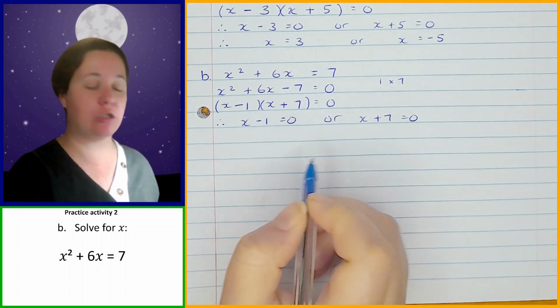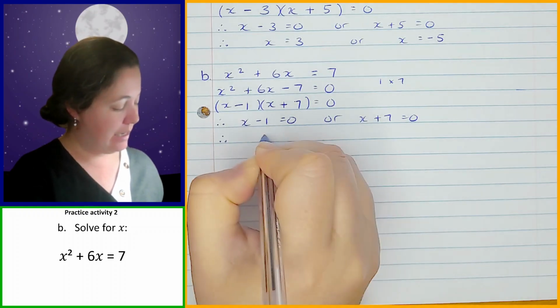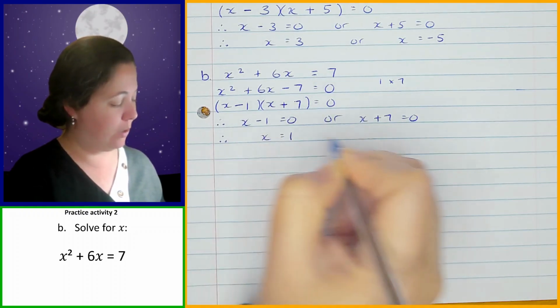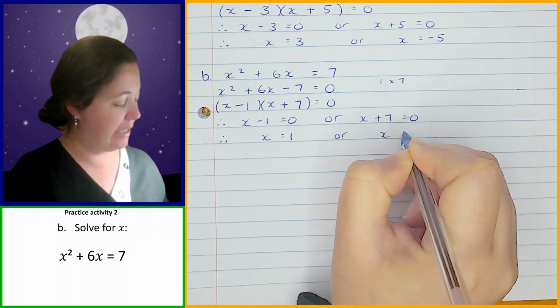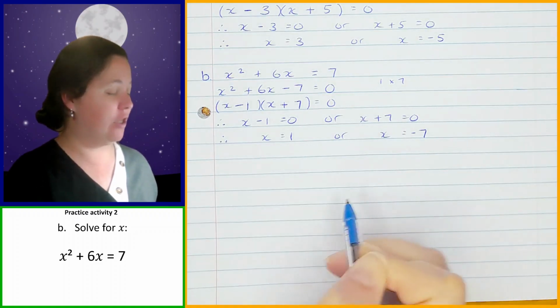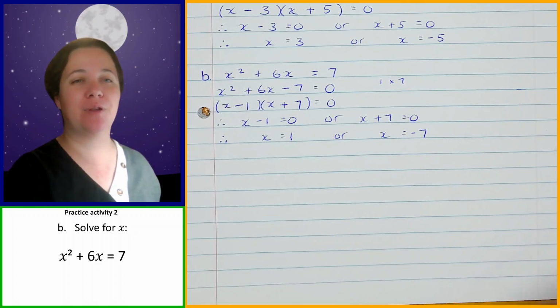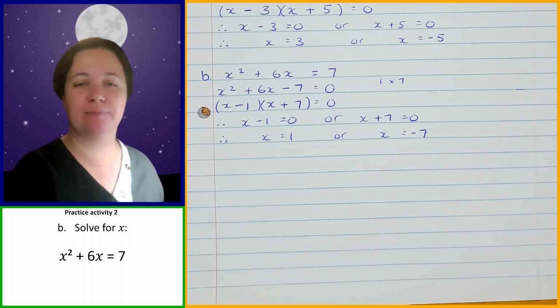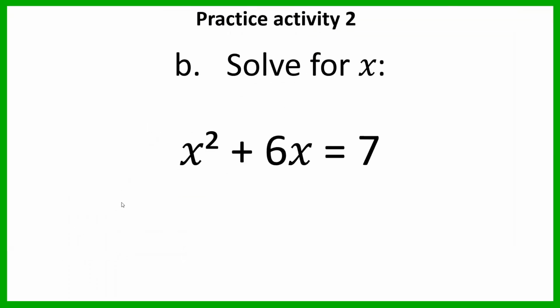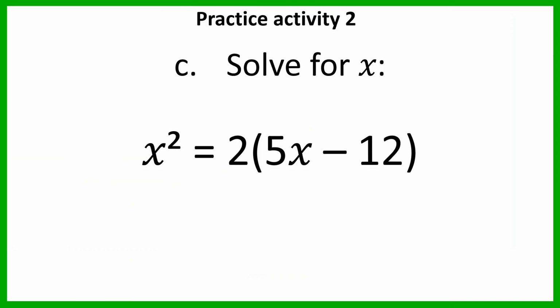Okay, so now we can go and solve for x. So therefore, in this equation, x is equal to 1, or in this equation, x is equal to negative 7. So that's what you should have got for question B. Right, let's go on to the next question. I'm going to give you 2 minutes to solve this equation.